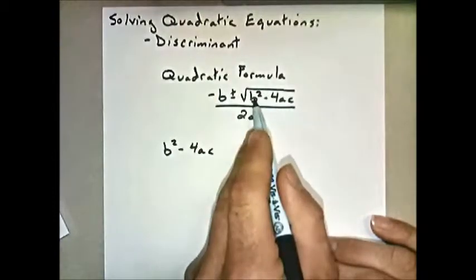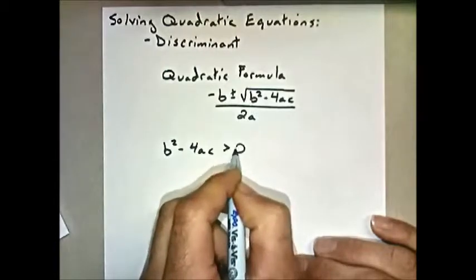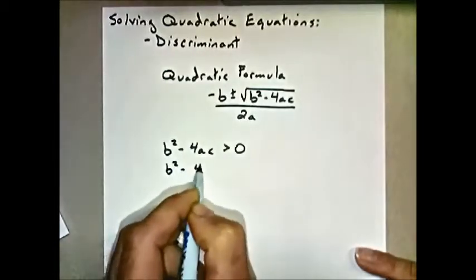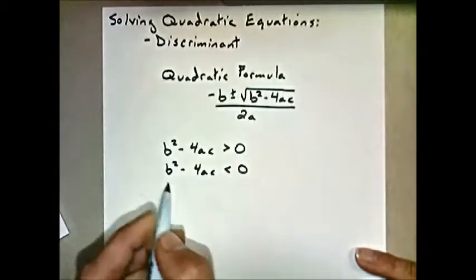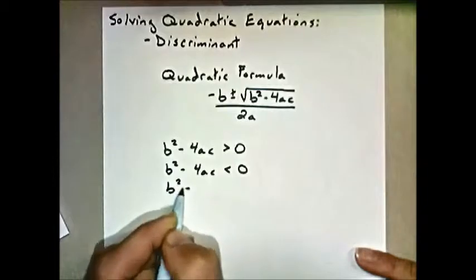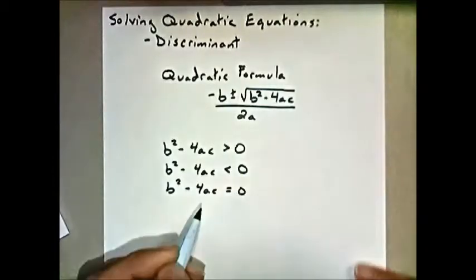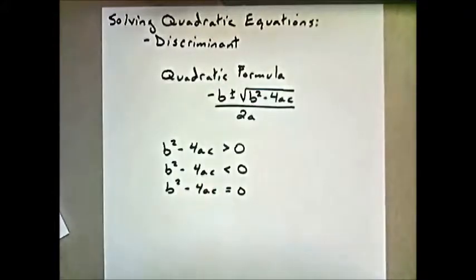This number, when we simplify it, could be greater than 0. This number, b squared minus 4ac, could be less than 0. And this b squared minus 4ac could equal 0. Those are the only three things that could happen.